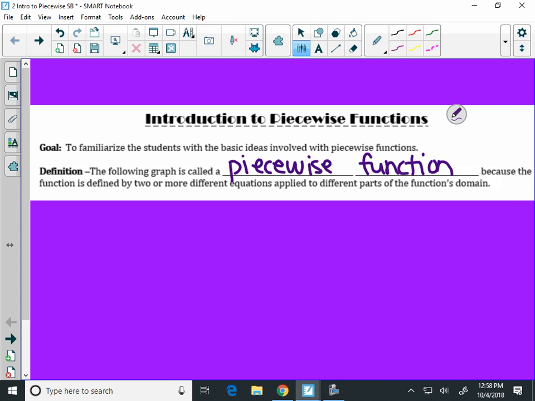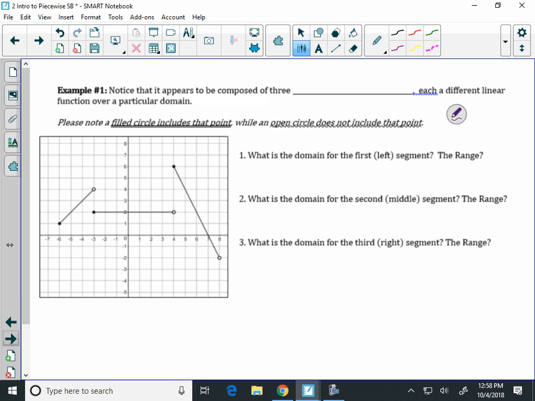Of multiple pieces of graphs, right? So when we look at that first graph, this graph is composed of 3 segments. Why would they be segments? Think about your geometry terminology here. Why are those segments? There are 2 endpoints on either side.